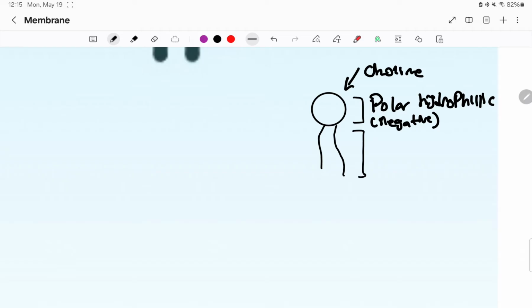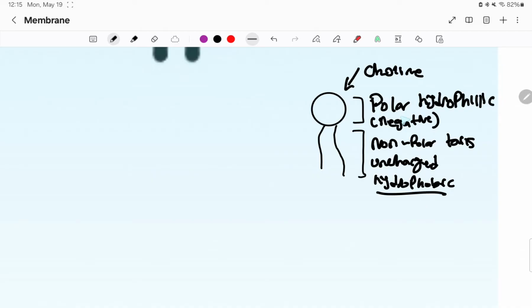Sorry about that. Non-polar tails that are uncharged, not negatively charged. I don't know why I keep saying that. And these guys are definitely hydrophobic. They hate water, okay? That's very important, okay? So the head is hydrophilic, the tail is hydrophobic.